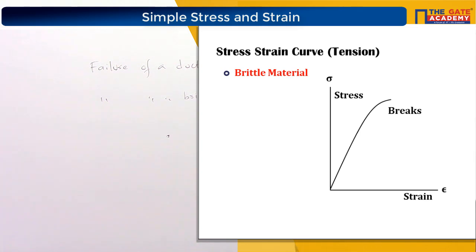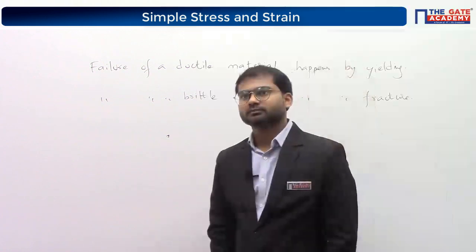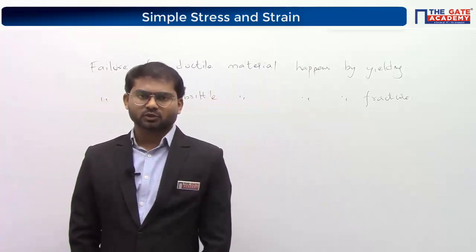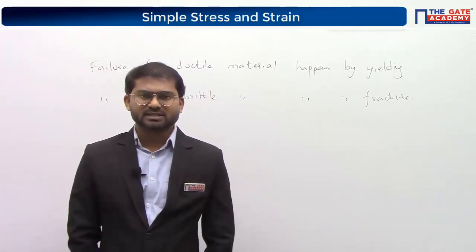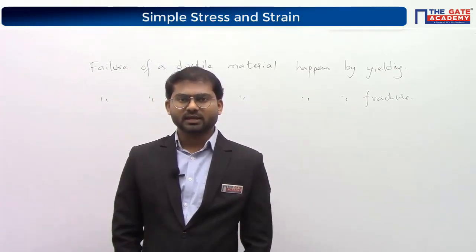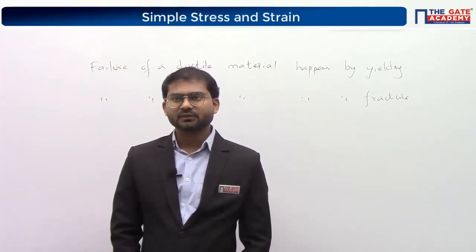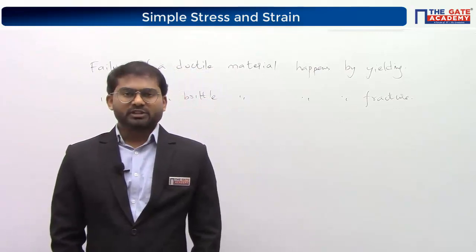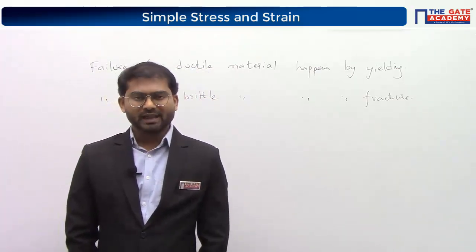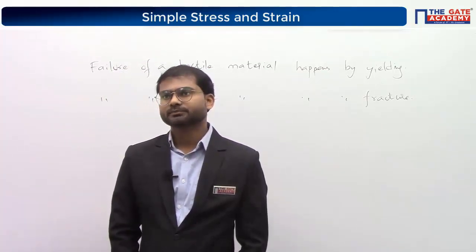This is the second diagram, the stress strain curve of a brittle material in tension. The slope of the curve and everything will be different, but they are similar because both will fracture at the ultimate point, the last point itself. But the slopes will be different. We'll discuss them in the second part of the chapter, when we discuss elastic constants and their relationship.